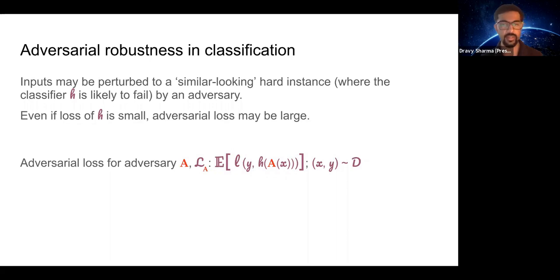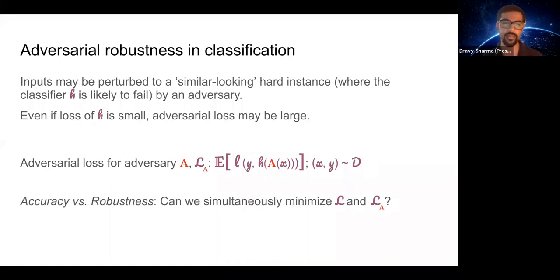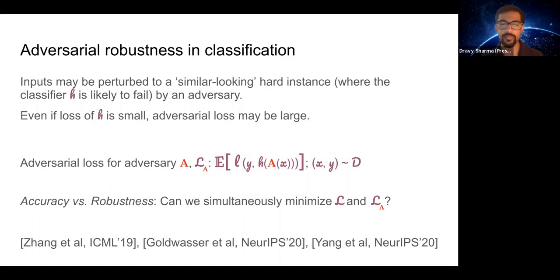So the point is, even if our classifier was good on the unperturbed inputs, it's possible that with the adversarial perturbation it can be particularly bad, and this is observed in practice, for example for deep nets. So the question is, can we simultaneously minimize the natural loss L and also the adversarial loss L_A? This is what we call the robustness guarantee of our hypothesis h. There are extensive empirical and theoretical studies being undertaken these days to understand this question, and a lot of different adversarial models are being proposed and studied for this problem.